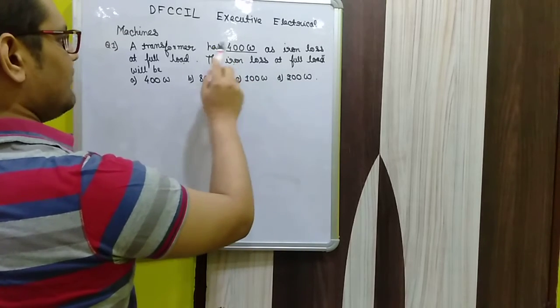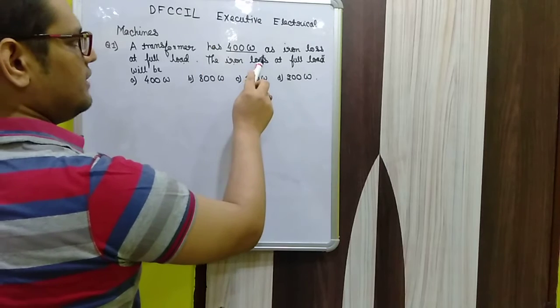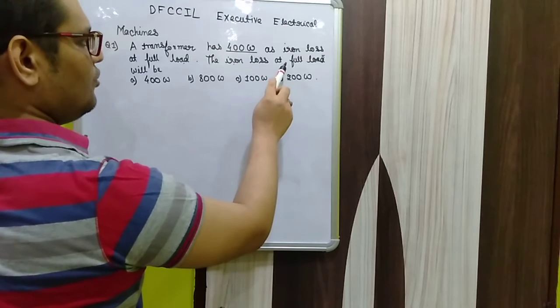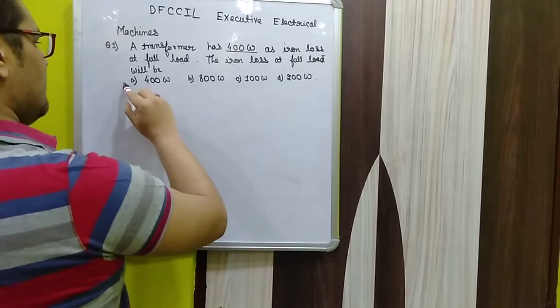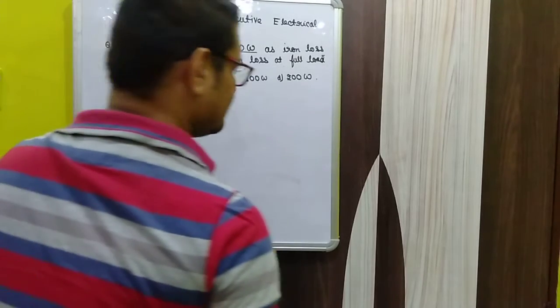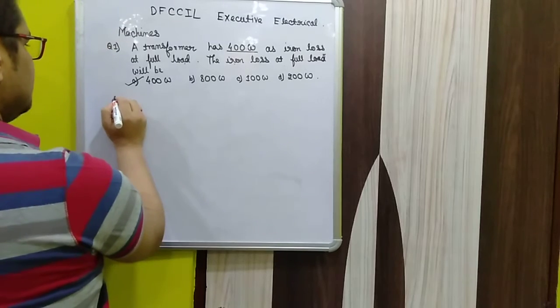So the question says a transformer has 400 watt iron loss at full load. We know the iron loss will remain the same, it will not change. It remains constant at 400 watt. So 400 watt will be the correct answer. Now I approach question number two.